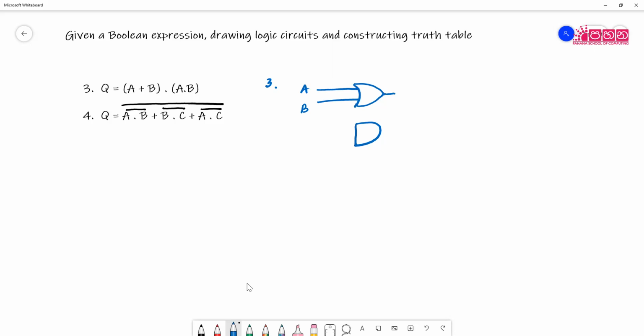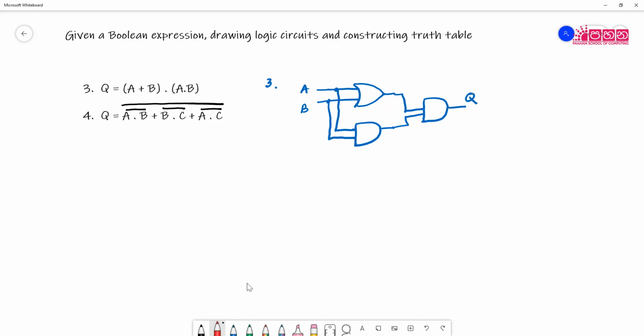At the same time, for A dot B, I'm going to get an input from here. This connector will show you that I'm connecting there. So there is A, and I'm connecting from here. So we have B, which means here we will get A dot B. These two I need to combine using another AND gate. So I'll connect the output from here to here and the output from here to here, so that we will get Q.